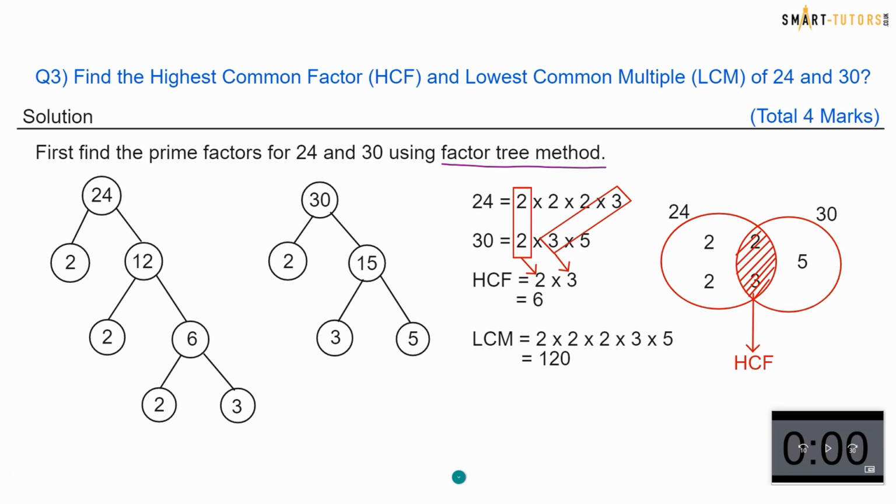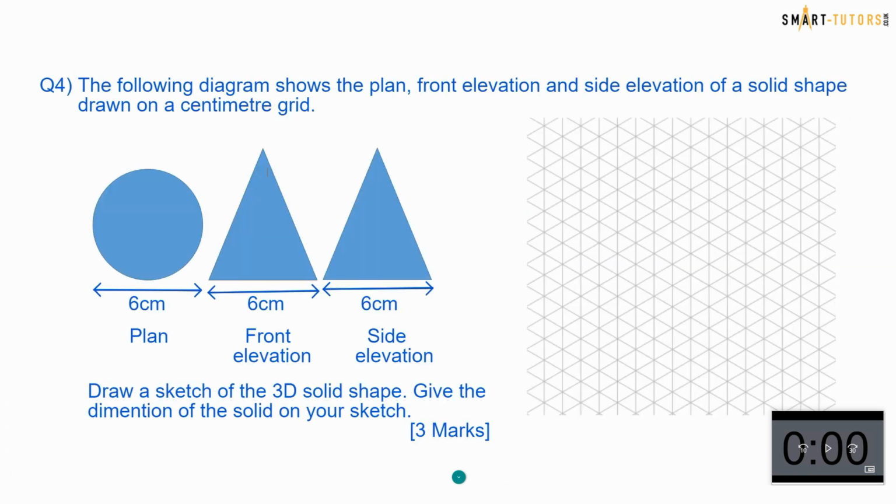Question number 4. The following diagram shows a plan, front elevation and side elevation of a solid shape drawn on a centimeter grid. The plan elevation shows a circle with 6 centimeter diameter. The front elevation shows a triangle, and the side elevation shows a 6 centimeter base with another triangle. Draw a sketch of the 3D solid shape. Give the dimensions of the solid on your sketch.